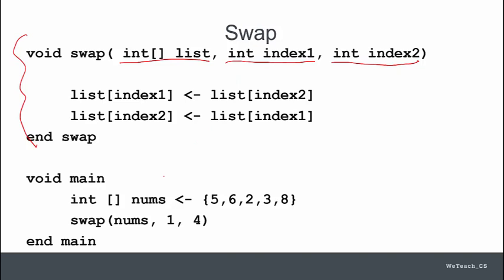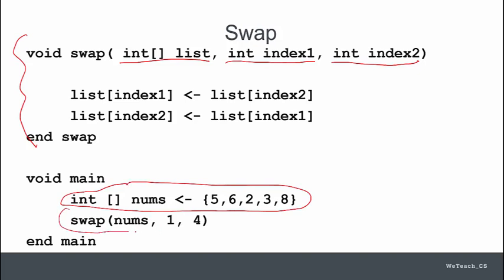In main, an array called nums is initialized with the five values 5, 6, 2, 3, and 8. And then the swap method is called, sending the array nums and two integer values, 1 and 4, as parameters. In swap, the formal parameters list, index 1 and index 2, receive the values from main. List receives the array sent from nums, index 1 receives the value 1, and index 2 receives the 4.